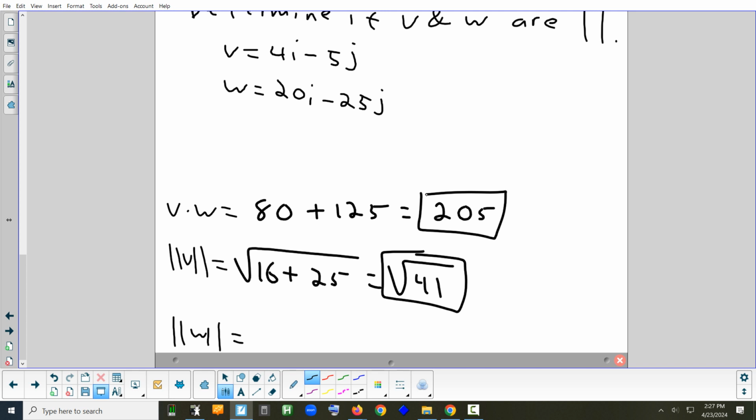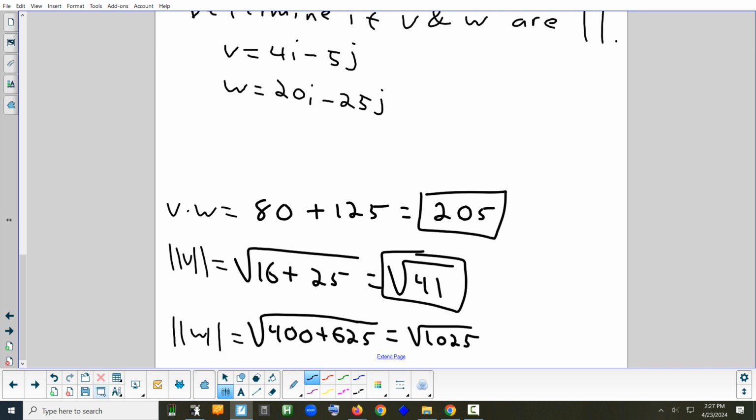Okay, and the magnitude of W. Square root of, what's 20 squared? Same as 2 times 2 with 2 zeros on it. 400. What's 25 squared? 625. So the length of that is what's 400 plus 625? 1025. Square root of 1025.